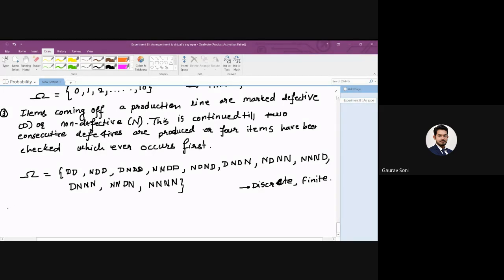The fourth one, a coin is tossed until head appears for the first time.